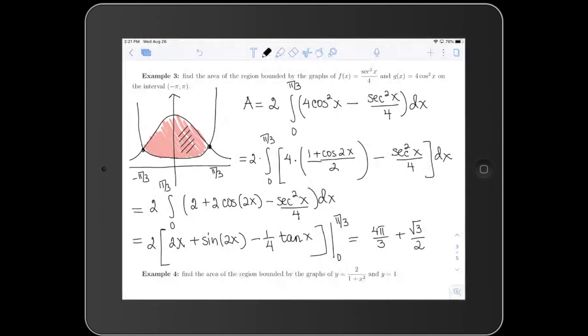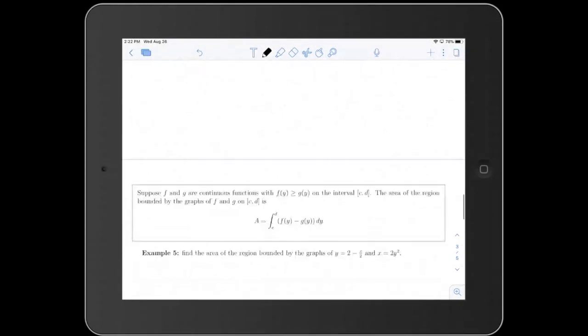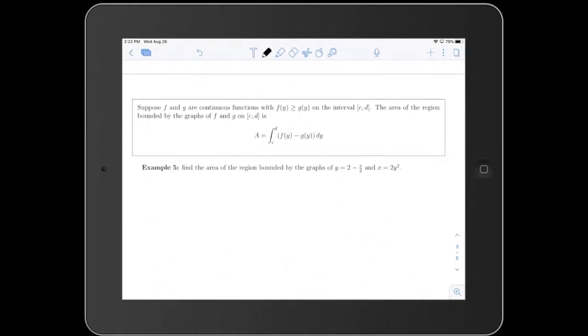No, you could have integrated it from negative pi over 3 to pi over 3, which is fine, but notice it's easy to evaluate things at 0. And that's one of the main reasons why we want to remember the symmetry. It's easy to plug in 0 to anything, especially when everything just cancels out. All right, what do you guys think? Any questions here? Nothing?